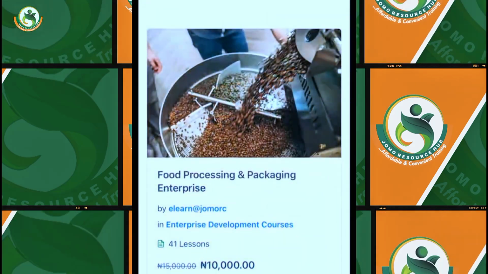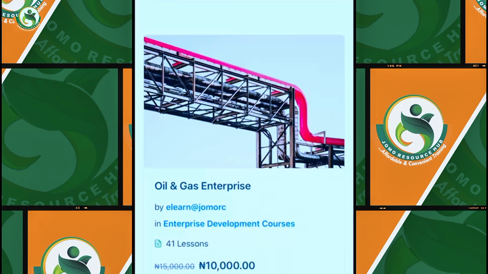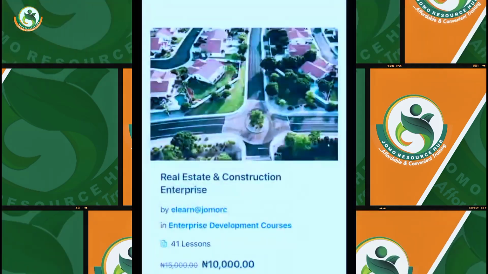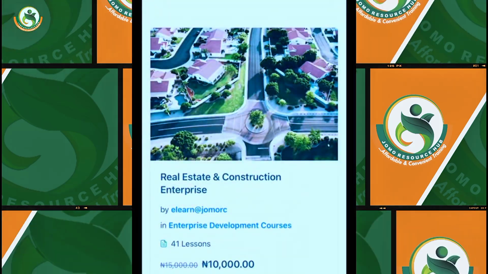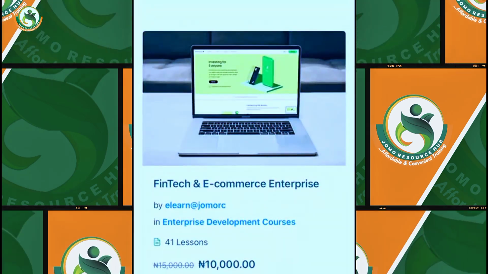Number 7, food processing and packaging. Number 8, green energy enterprise. Number 9, oil and gas enterprise. Number 10, real estate and construction enterprise. Number 11, technology and security enterprise. And number 12, fintech and e-commerce enterprise.